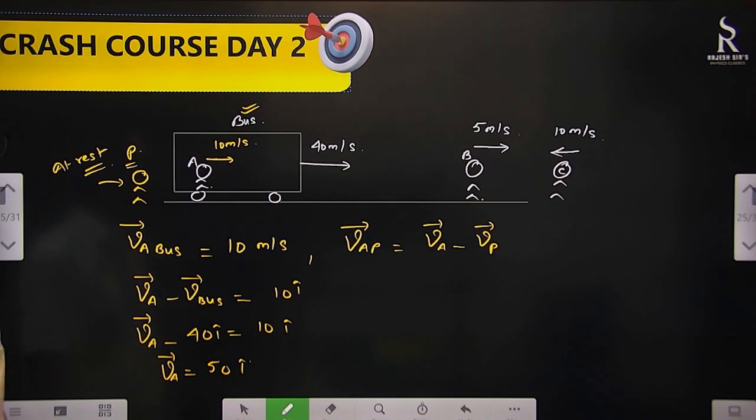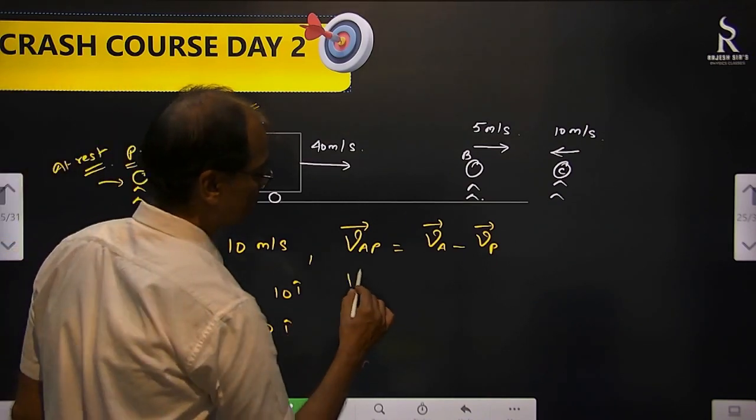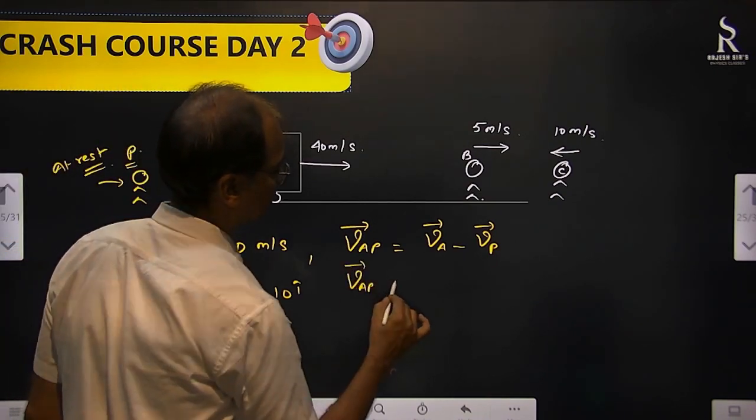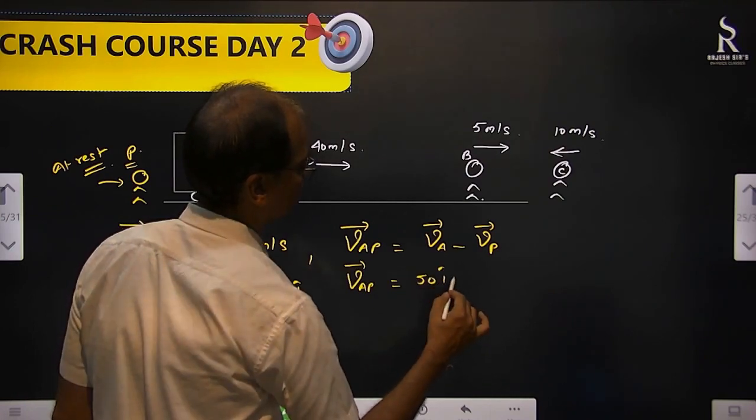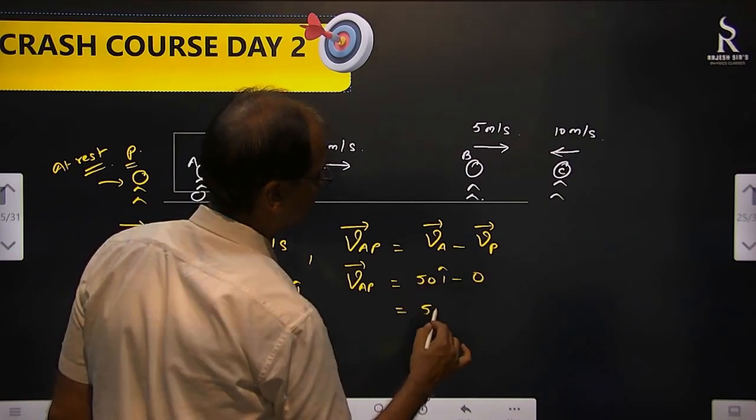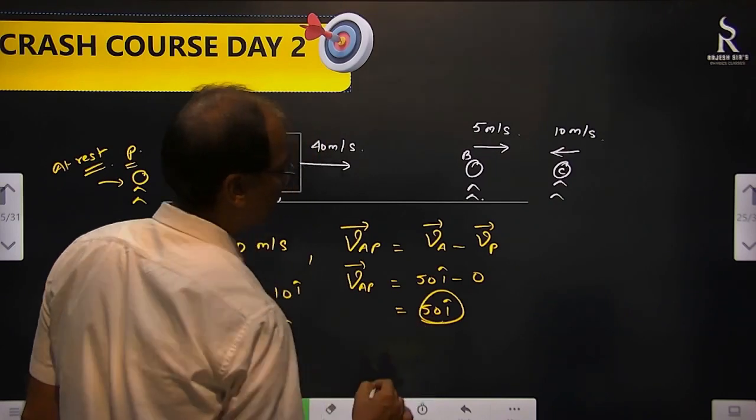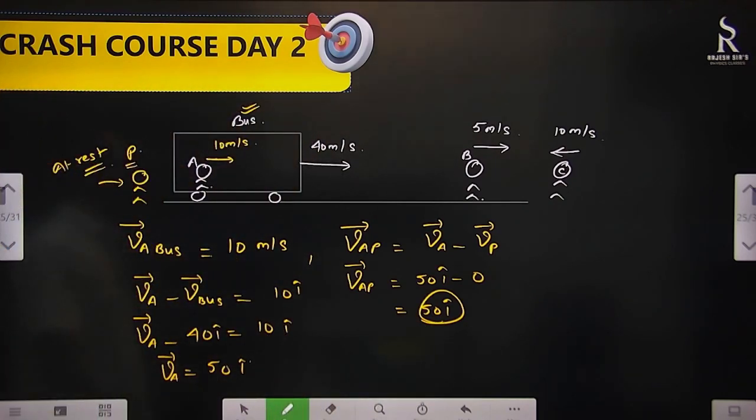Velocity of A is what? 50. Now use. What is velocity of P? 0. So with respect to ground, what is the speed of A? 50. Clear? Okay.